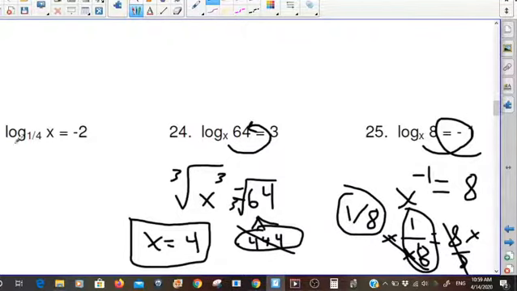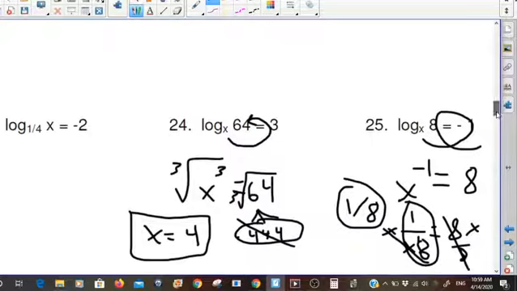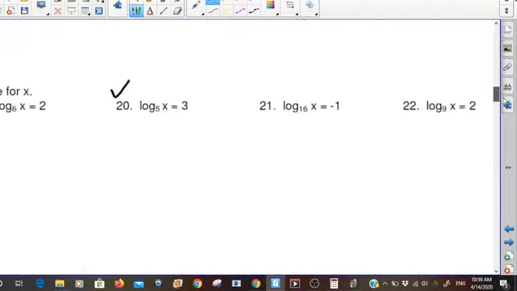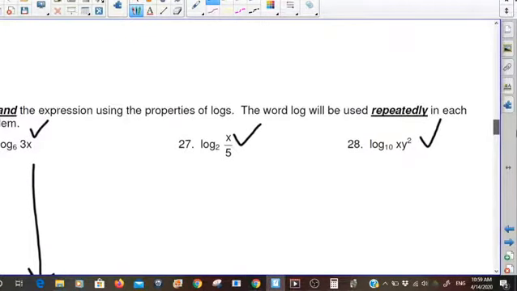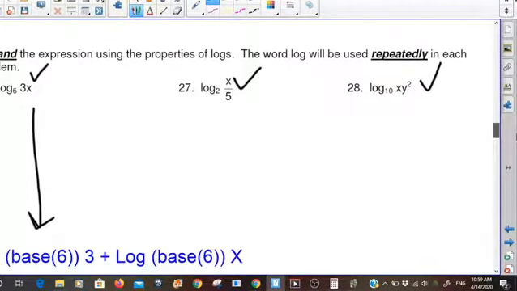Awesome. So try number 23 on your own there, see if you can figure that tougher one out, and give all these a try. Okay, so now expanding, we already did 26, 27, 28 on my last video. So if you haven't watched it, watch that last video.